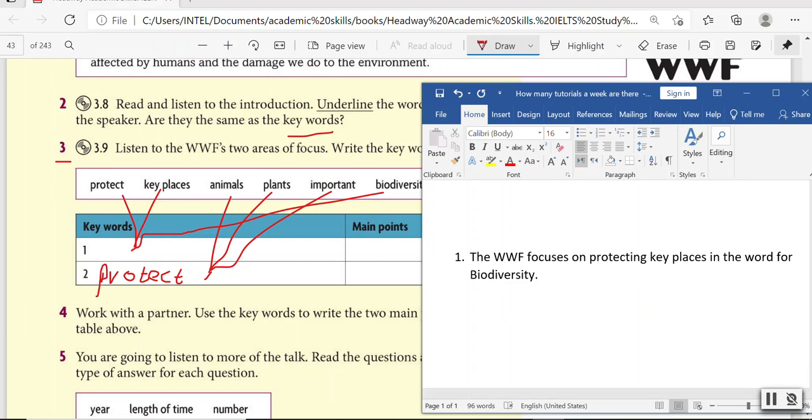And number two, second one. In second one we have protect, we have animal, plants, and important. We can write down the WWF.